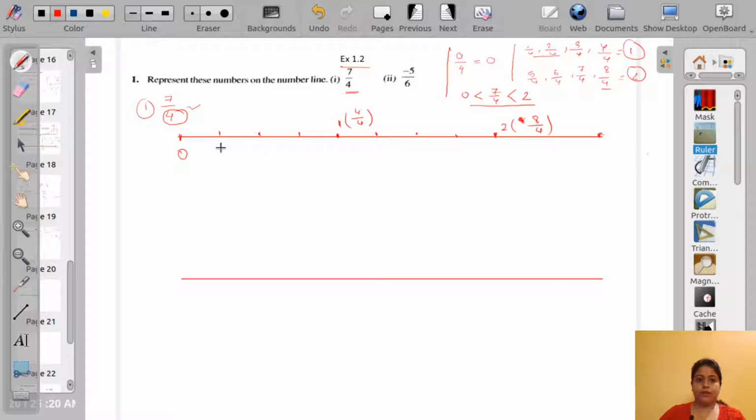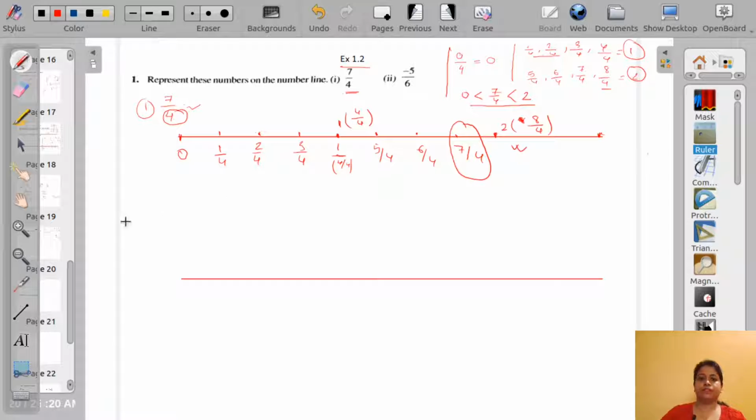So here we can mark it as 1 by 4, 2 by 4, 3 by 4. With this one means your 4 by 4. It is 5 by 4, 6 by 4, 7 by 4, and this is 8 by 4. Now this is our number 7 by 4, so we will make a circle over here. Okay, I think this is clear to you.